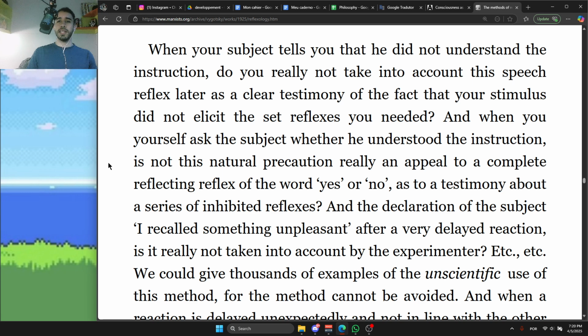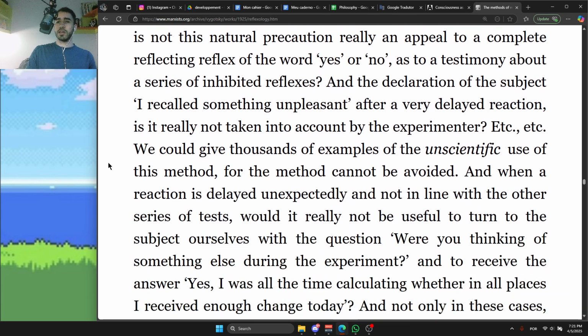When your subject tells you that he did not understand the instruction, do you really not take into account this speech reflex later as a clear testimony of the fact that your stimulus did not elicit the set reflexes you needed? And when you ask the subject whether he understood the instruction, is not this natural precaution really an appeal to a complete reflecting reflex of the word yes or no, as to a testimony about a series of inhibited reflexes? And the declaration of the subject, "I recalled something unpleasant," after a very delayed reaction, is it really not taken into account by the experimenter, etc., etc.? We could give thousands of examples of the unscientific use of this method, for the method cannot be avoided.